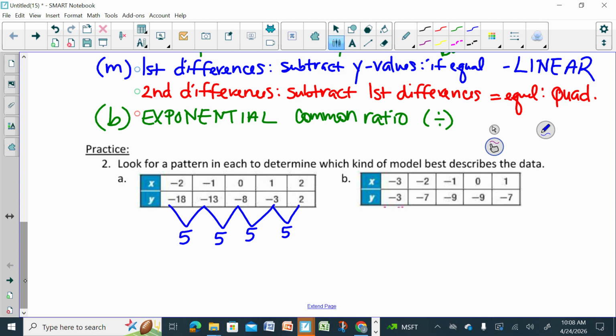As soon as you see the pattern with 2, that's not enough. You have to carry it all the way to the end. Okay, and so the fact that they are all equal, these are our first differences. Our first differences are equal. Then we know it's linear.